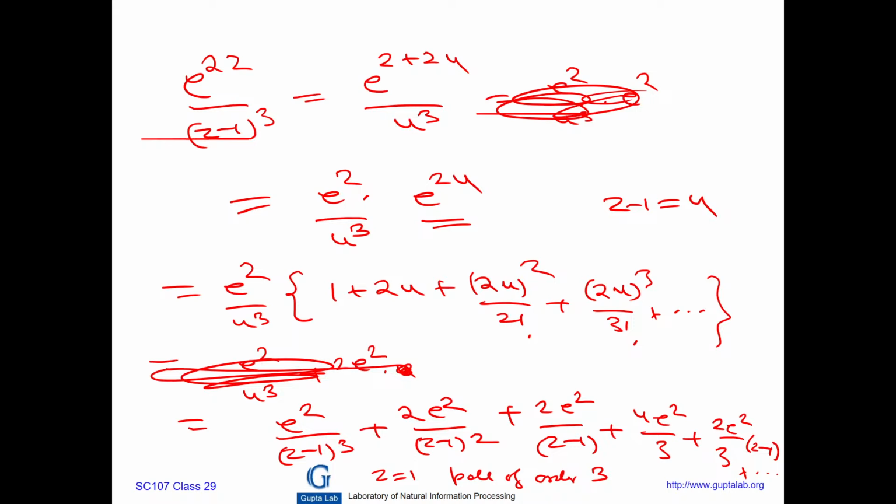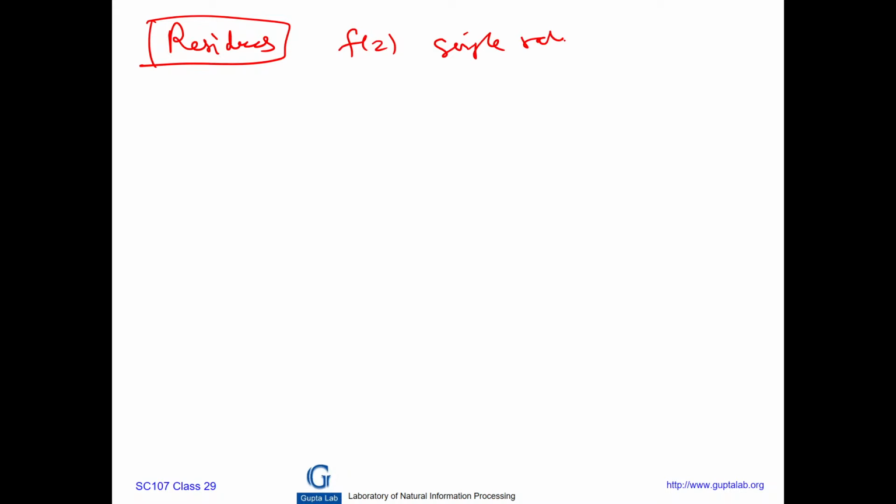Okay, I think now we are ready for what is known as residues. A very important and very useful result. So suppose f of z is single valued and analytic inside and on C, a simple closed curve, at z is equal to a.